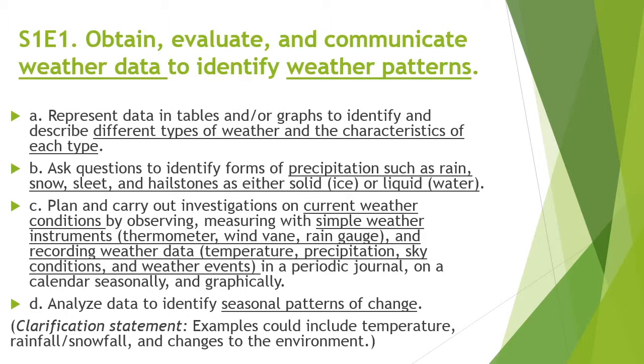So when you look at temperature, which is the thermometer, and precipitation, which is the rain gauge, and then your sky conditions and wind, you want to look at taking measurements. One of the key things is to look at this over time, so that the temperatures that you find in the fall are different than in the winter and then in the spring.